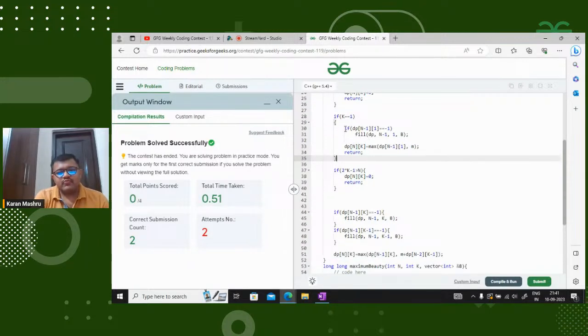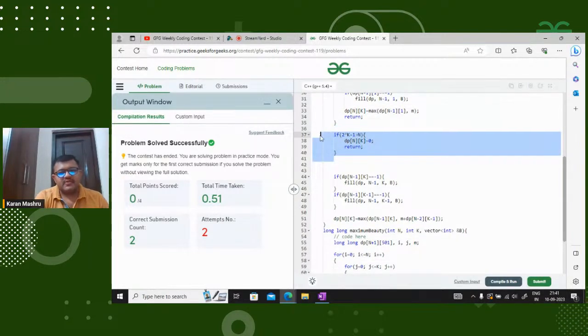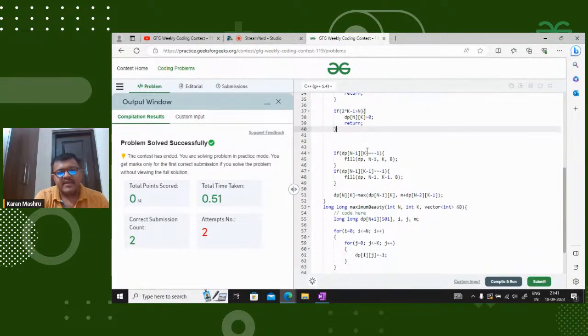And if k equals 1, then either we pick one flower from the n minus 1 flowers before the nth flower. If that is not filled before, then we will call the fill function to fill that. n will become n minus 1 and k will remain 1. And then dp of n,1 is the maximum of dp of n minus 1,1, or m, the current index flower value. And if we cannot pluck the k flowers from n flowers, keeping the rule in mind, we will make it 0.